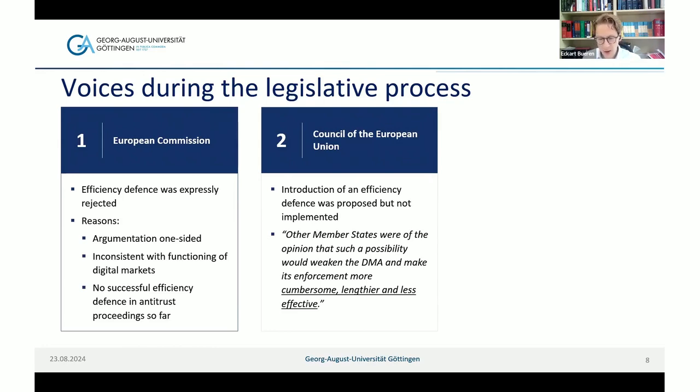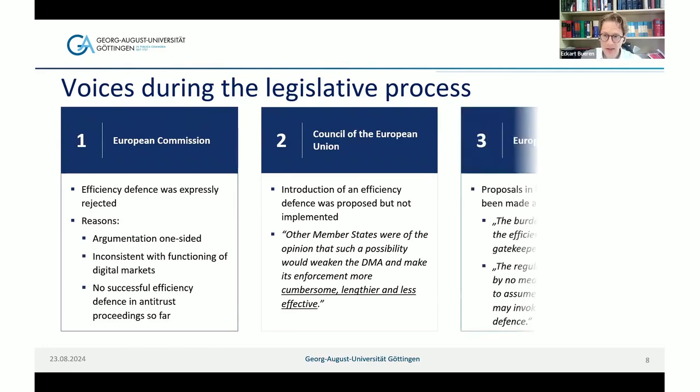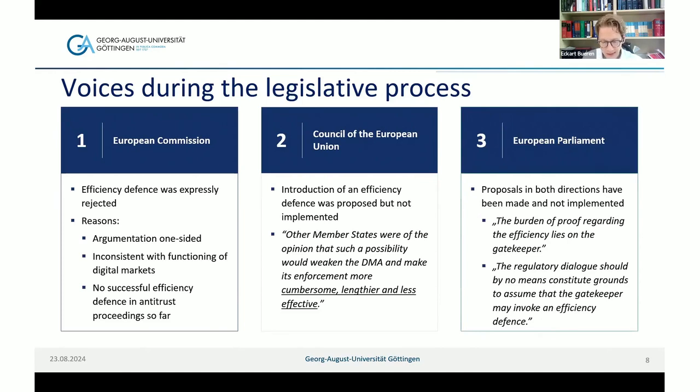And finally, the European Parliament, here again, the issue was in dispute. So there were several amendments to the DMA proposed with conflicting intentions. One, for instance, proposed a former Article 7, which now basically corresponds to Article 8 of the DMA: the gatekeeper shall be responsible for and be able to demonstrate full compliance. This actually is the law now.